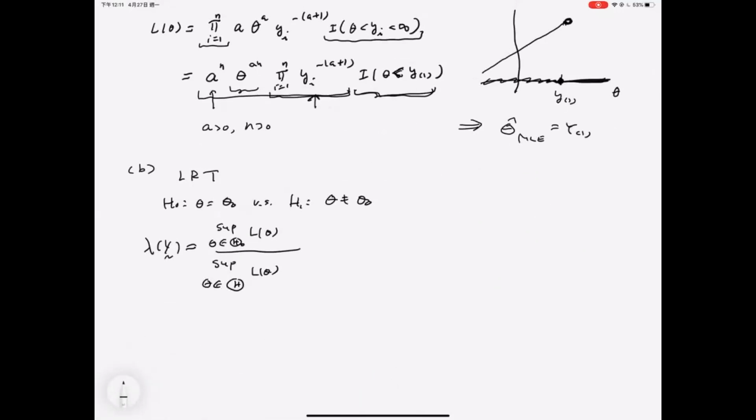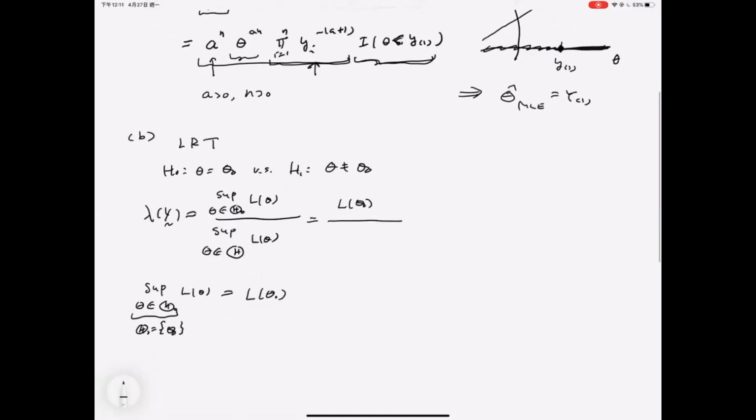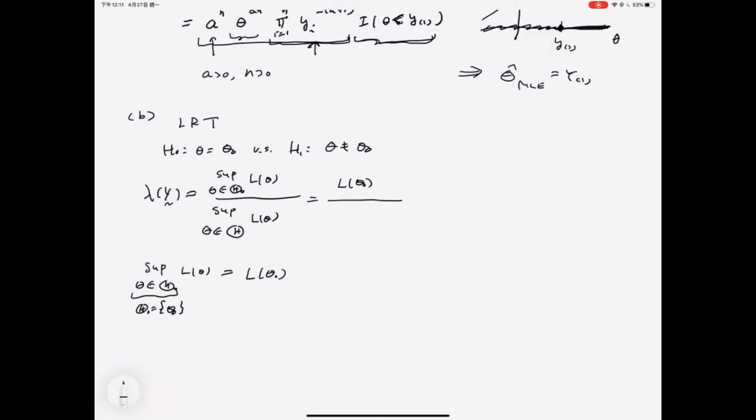Okay, then you are trying to evaluate your numerator and the denominator, right? So right here, in terms of the numerator, supremum under the null space is easy, right? Because the null space only has what? A single point, right? Theta equals theta naught. So that means it's nothing but theta naught maximizing the likelihood function. Straightforward.